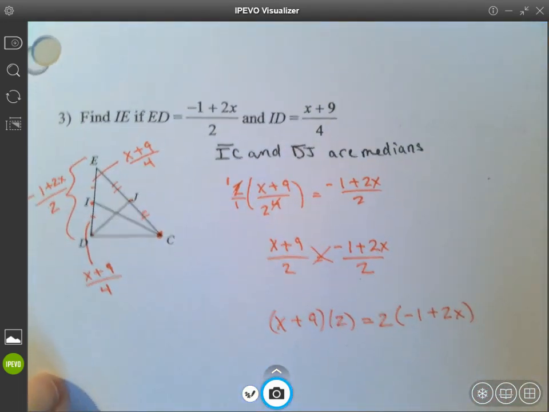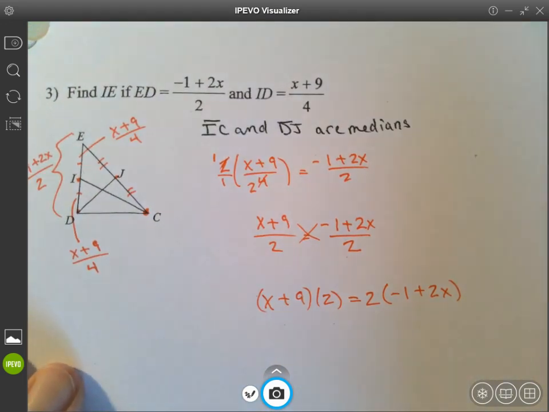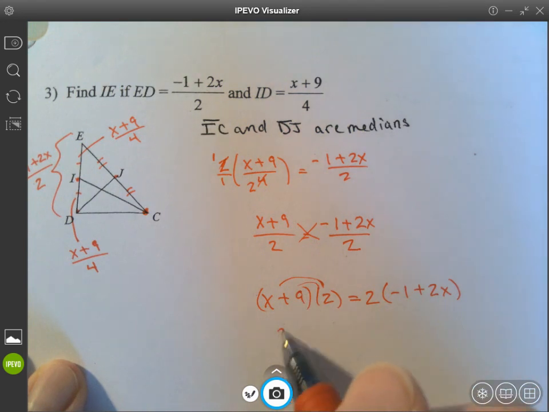Anybody remember cross multiplying? Maybe we need to do some proportion work, Mr. Adams.